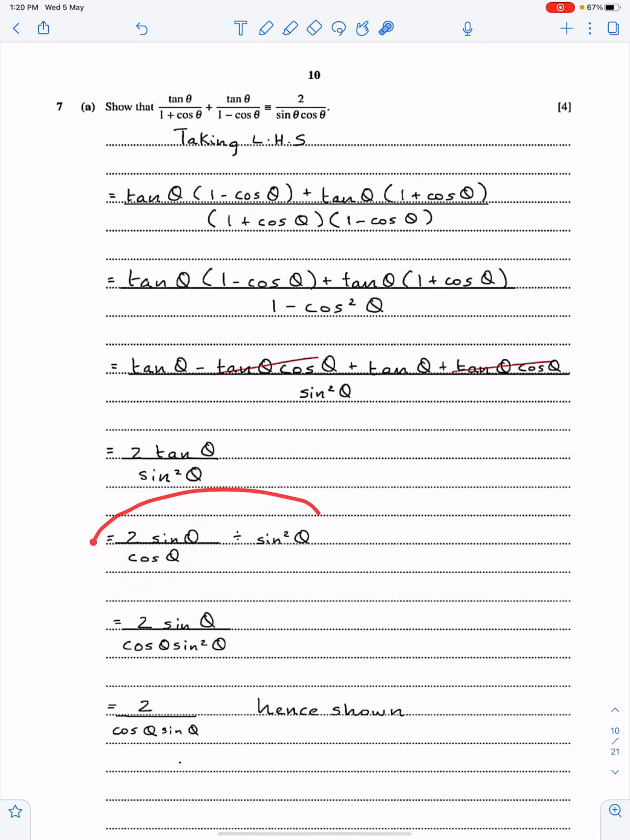By simplifying this equation, we can get the requirement, which is 2 upon cos theta sine theta. You could even take tan theta common from this. If you take tan theta common, this would become simple.